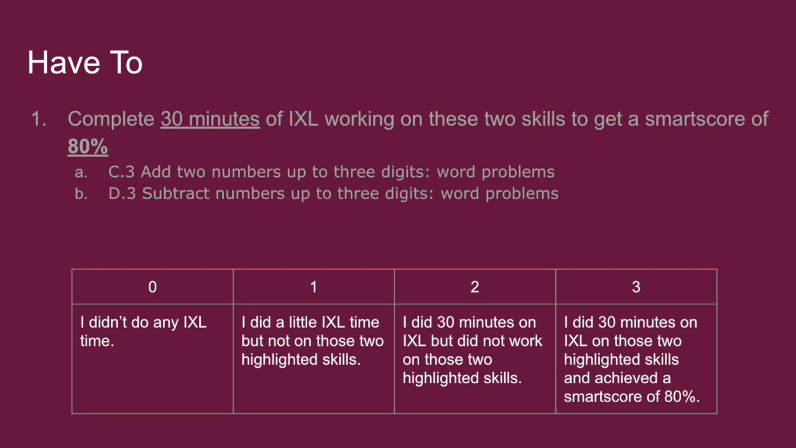So you're only working on these two IXL skills, and that's C.3, add two numbers up to 3 digits, word problems, and D.3, subtract numbers up to 3 digits, word problems. Use a scrap piece of paper to be checking your work, and those are the two skills you should only be working on today. In order to get a 3 for your success criteria, you need to do 30 minutes on IXL on those two highlighted skills and achieve a SMART score of 80%.